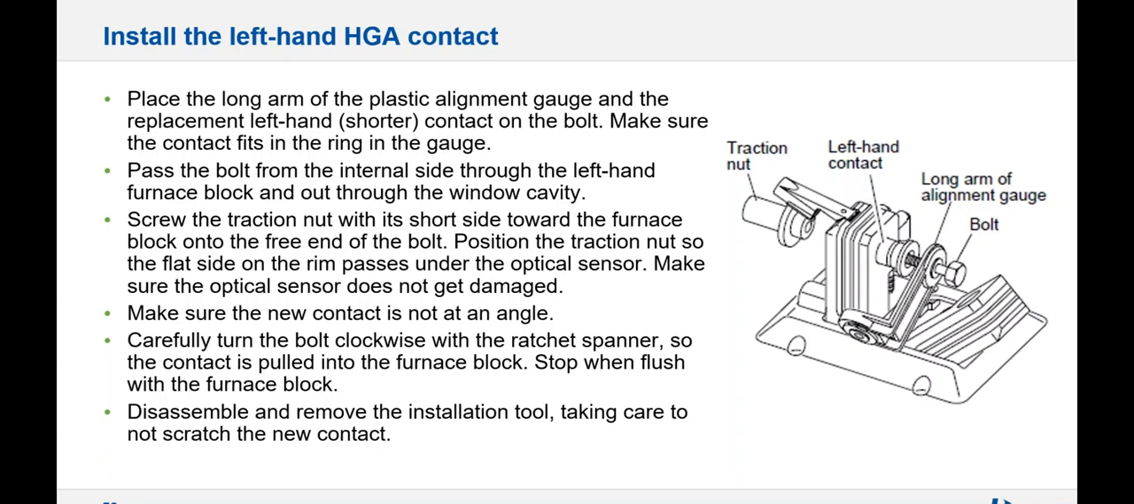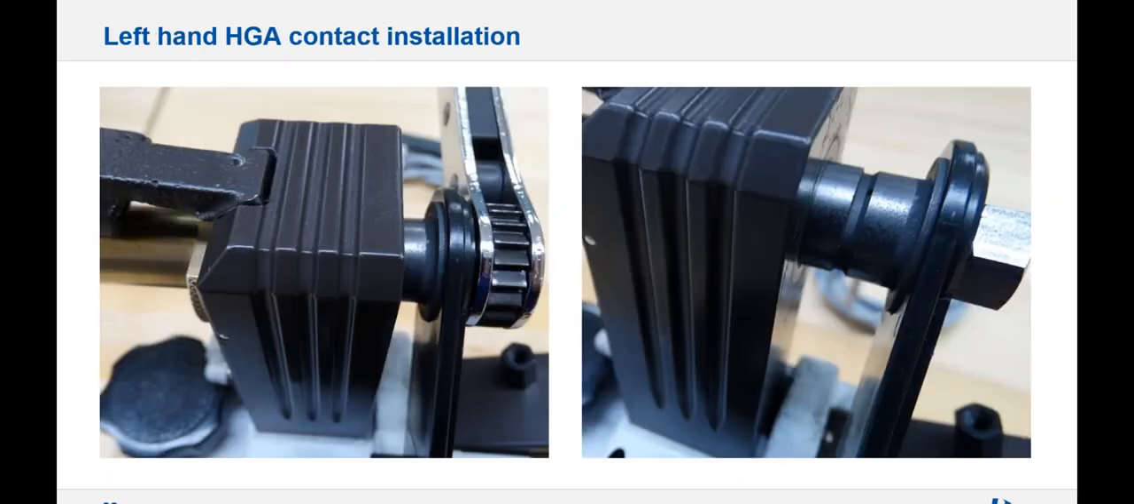and position the traction nut so that the flat side is under the optical sensor, and make sure the new contact cylinder is not at an angle. You have to be very careful that you've positioned it straight in. And then you carefully turn the bolt clockwise with the spanner so the contact is pulled into the furnace block, and then you stop when it's flush with the furnace block, and then disassemble and remove the tools. And this is a picture of the left-hand contact being pulled into the furnace block.